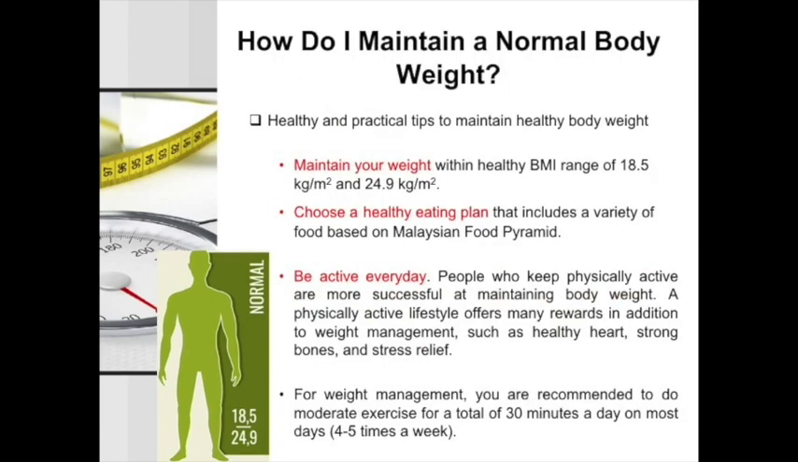How do I maintain a normal body weight? Here are some healthy and practical tips to maintain healthy body weight. First, maintain your weight within the healthy BMI range of 18.5 and 24.9. Second, you have to choose a healthy eating plan that includes a variety of food based on the Malaysian food pyramid. The Malaysian food pyramid will be explained in detail in the next module.